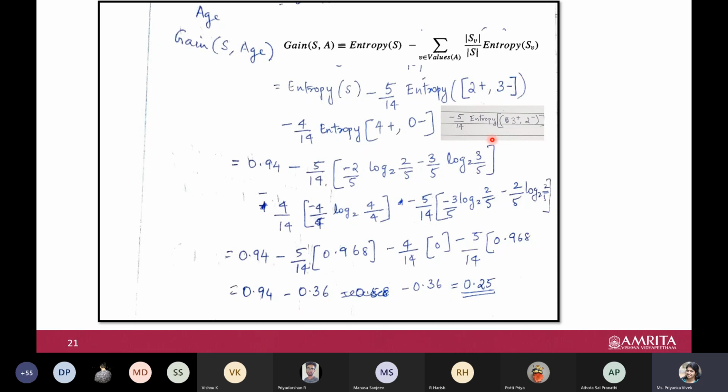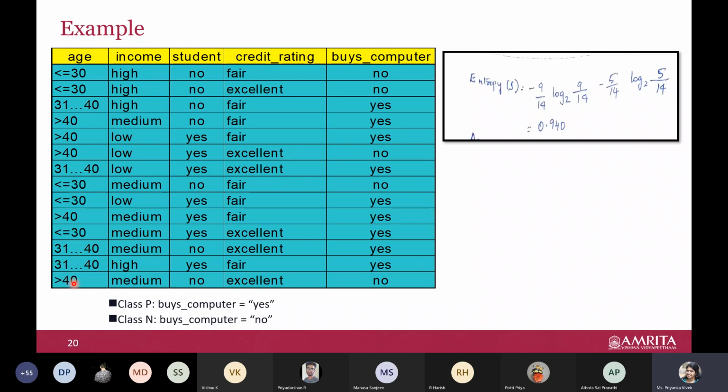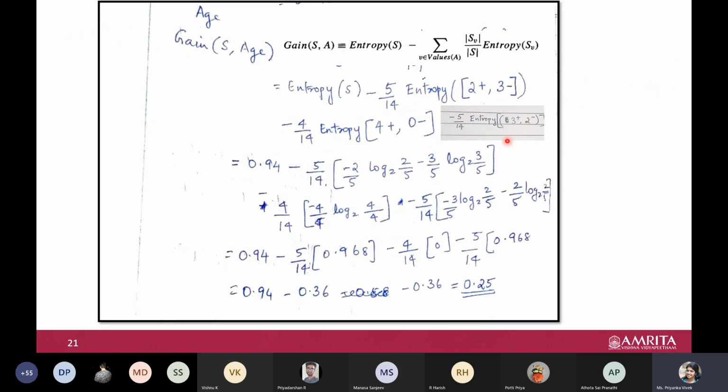Now the third value of age is greater than 40. So greater than 40, how many instances are there? The rest, 5 instances we have greater than 40, out of which 3 of them are positive and we have 2 negative. So 3 positive, 2 negative. So we have 5 by 14, because 5 instances with age greater than 40, and out of these 5, 3 are positive, 2 are negative. Okay, so we write like this.